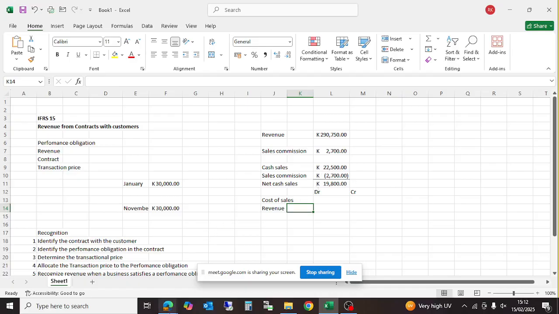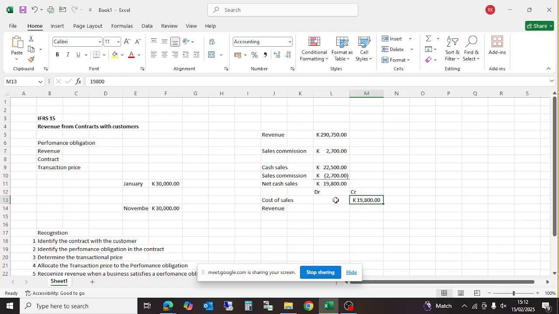What they're telling us is the 19.8 is actually included in cost of sales, so we're going to credit it. It's going to be 19.8 here. We're going to credit the 19,800 in our cost of sales. And then to revenue, because we've credited it to cost of sales, it will be debited to revenue.